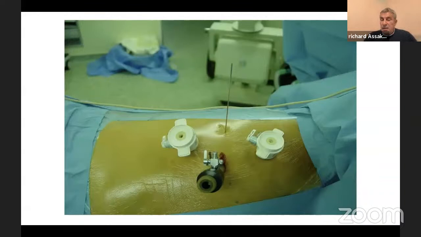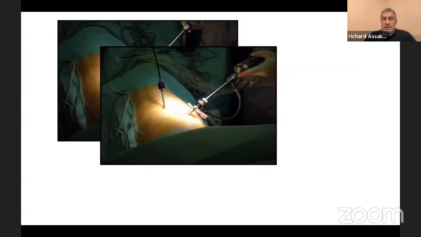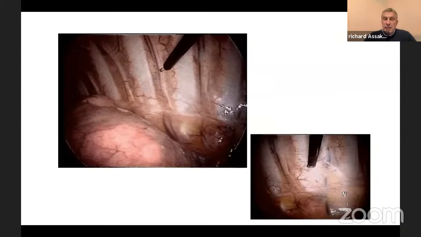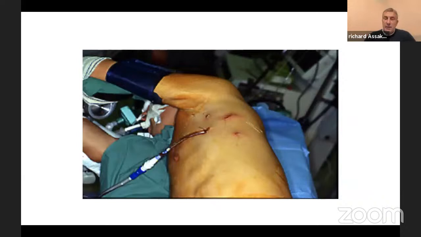Because it's technically demanding, and this is also why I switched to microscope, and I will show you also the advantage of the microscope. So first trocar, second, third, and fourth, and then you can get your triangulation around the index level. This is typically the view that you get from there, and the end of the story is having four scars. And one of the scars is used to get your chest tube. I'll show you some examples here.